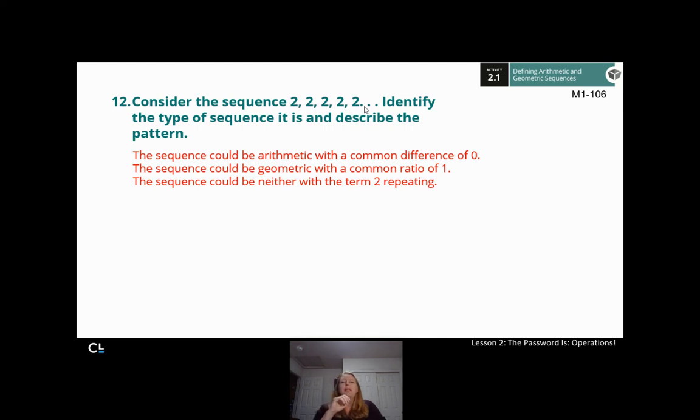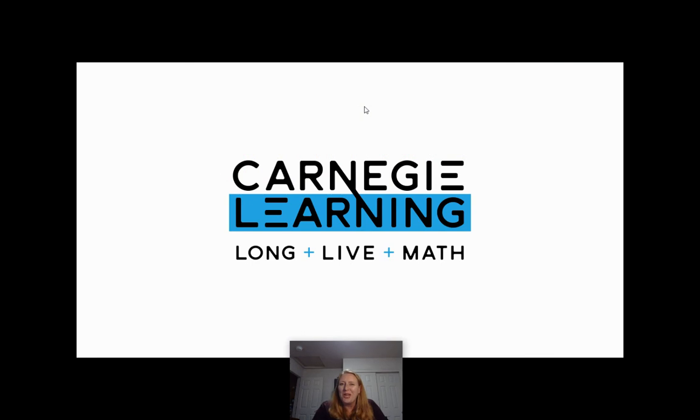But hopefully by now, you have a better understanding of what makes a sequence arithmetic and what makes a sequence geometric. And I hope you found this helpful and useful, as always.